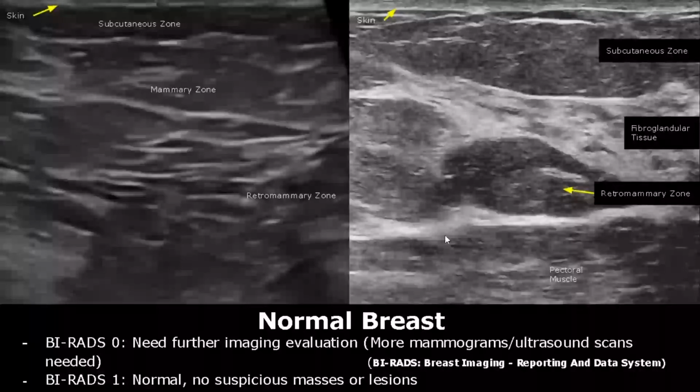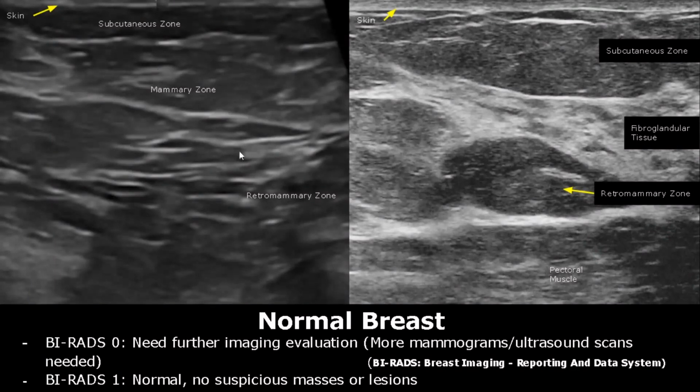Here we have more images of normal breast. We can see the three zones and the fibroglandular tissue, which is hyperechoic. Usually the retromammary zone is below this fibroglandular tissue, but it is not always the case.